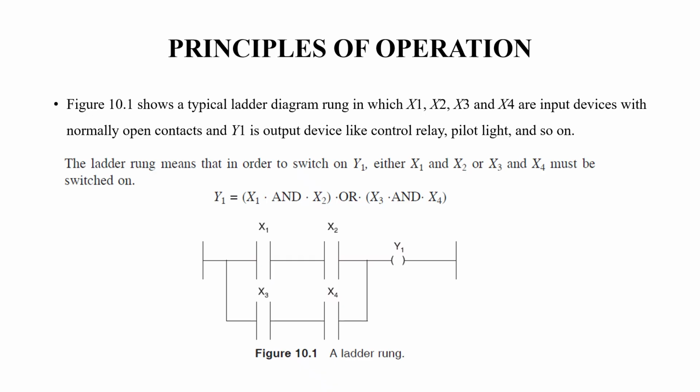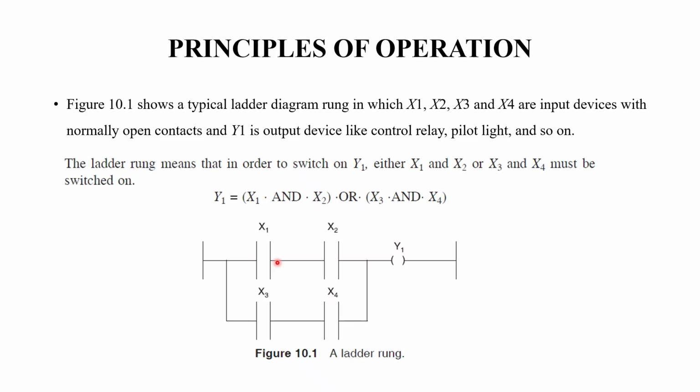Principle of operation: understanding the architecture of the PLC, coming to the principle of operation. This diagram represents the ladder diagram rung, which has 4 inputs and 1 output. All of these are normally open contacts. The output may be a control relay, pilot light, etc.